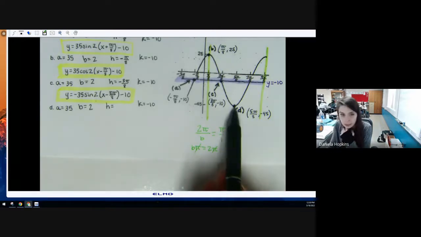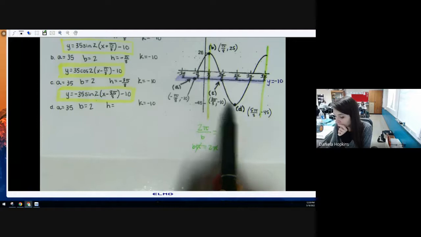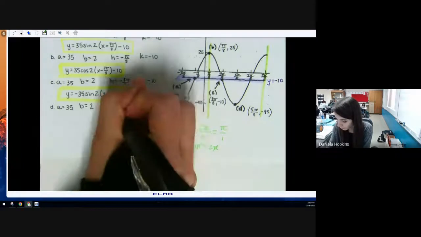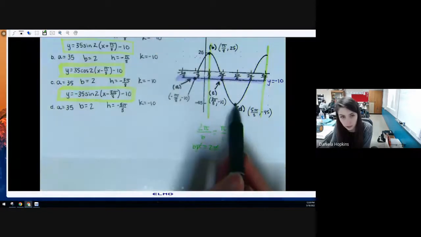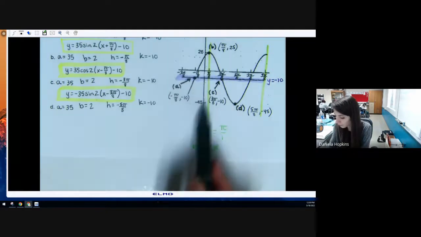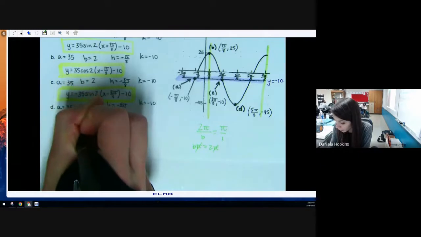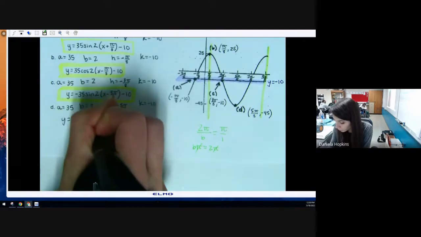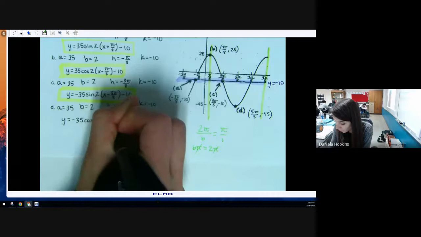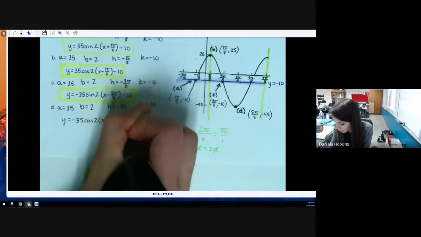Last one, my point D here. If this had been my y-intercept, how many did I move over and in what direction? Negative 5 pi over 8. Would it have been a sine or a cosine? Cosine. Was it negative or positive? Negative, because it's on the bottom of the amplitude. So I have y equals negative 35 cosine of 2 times x minus 5 pi over 8, minus 10.